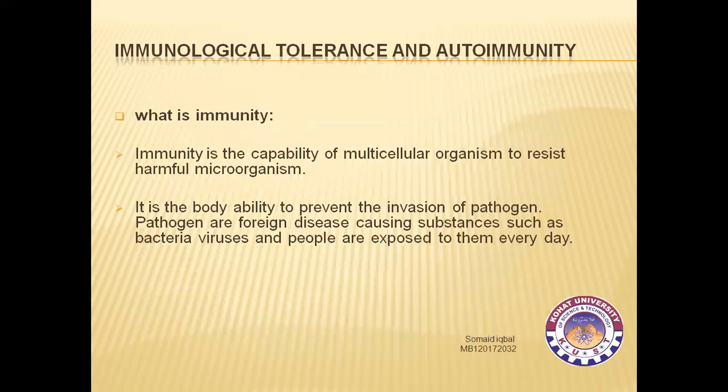So first of all, what is immunity? Immunity is the capability of multicellular organisms to resist harmful microorganisms. Simply, it is a defense system. Any antigen which enters the human body, and the system which works against these antigens, is called the immune system. It is the body's ability to prevent the invasion of pathogens. Pathogens are foreign disease-causing substances such as bacteria and viruses, and people are exposed to them every day. Every time our body is exposed to different types of antigens that cause disease, but our immune system works against these antigens.